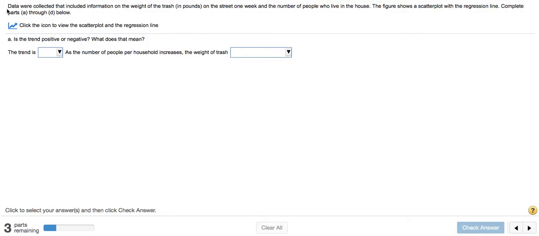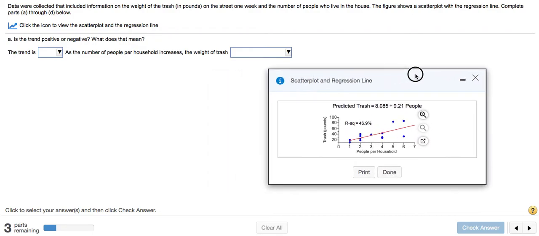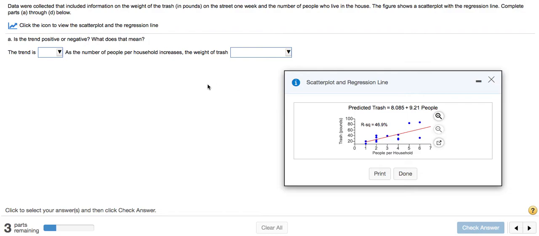For this question, data were collected that included the information of weight in pounds versus the number of people who lived in the house. So let's see. I'm going to open up this data by clicking here and answer the questions for this problem. Here we have the people per household and the weight of the trash in pounds. The blue are the data points, and the red thing is the best fit line that goes through the data. Part A is asking, is the trend positive or negative, and what does that mean?